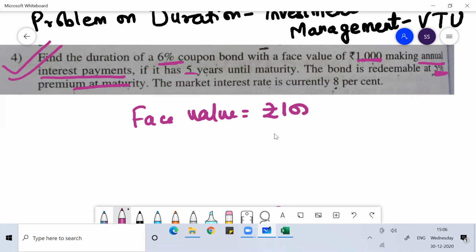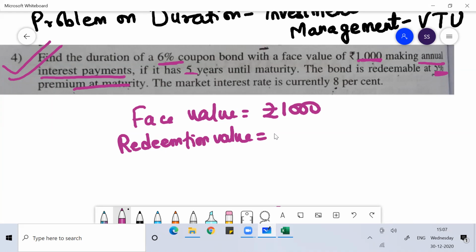So the company is liable to pay you 1,000 rupees when the bond matures. But maybe for some reason they're not getting enough buyers for their bond. To make the bond attractive, they have mentioned that this bond will have a redemption value.